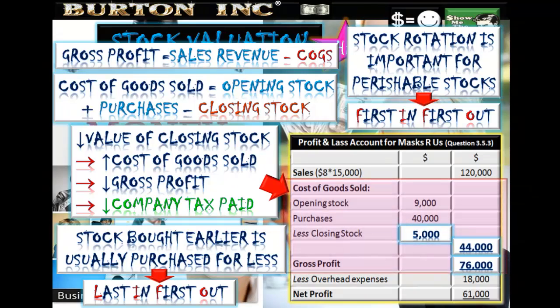So that's really key to get into your minds right now. The first in first out technique, the FIFO technique, is going to leave us with our newest stock, and the valuation will be based on our newest stock. The last in first out is going to leave us with our older stock, and that older stock is typically going to be valued lower.